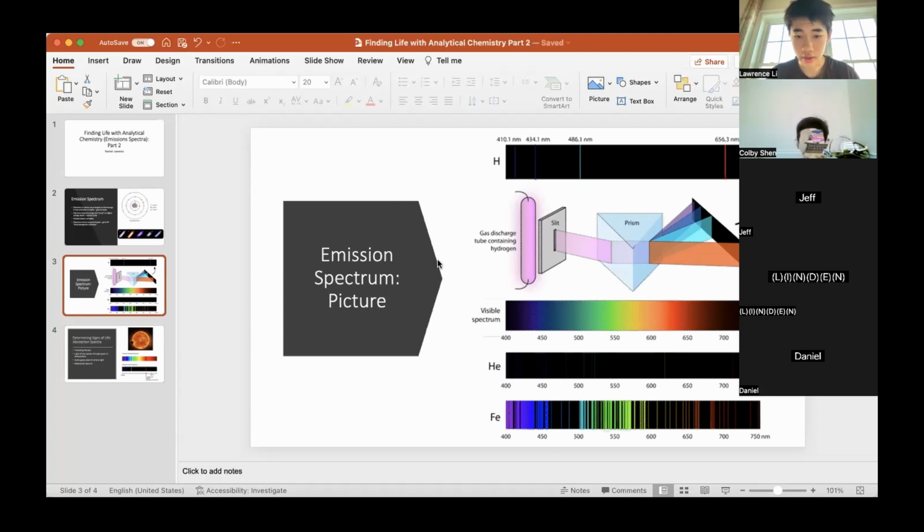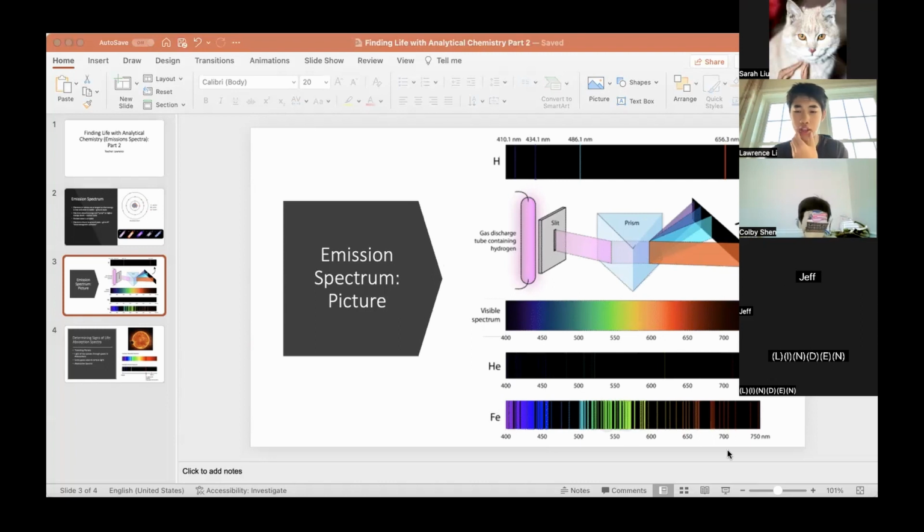Why is iron on the last strip? I really don't know how they get the emission spectrum for iron. That will be something I'll have to look into. That's actually a great question. Sarah, what's up? Sarah, you have your hand raised. Okay.